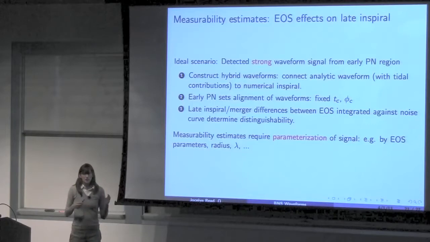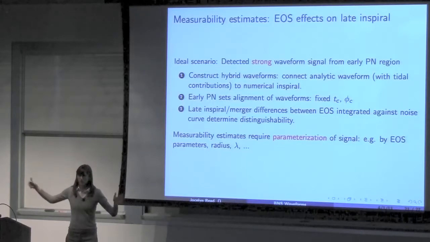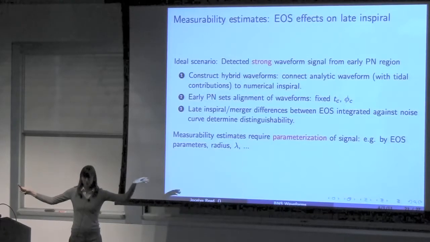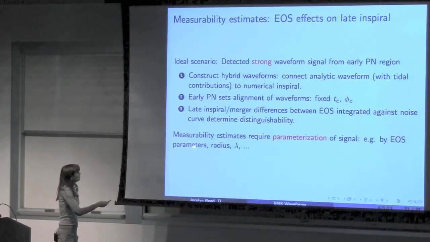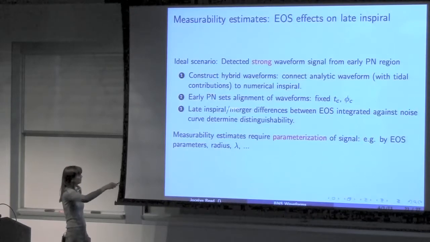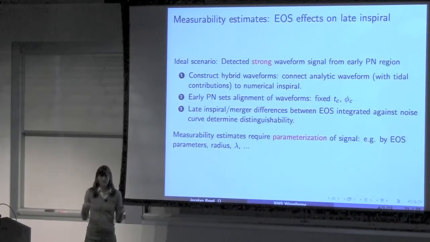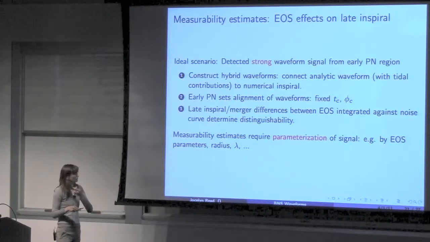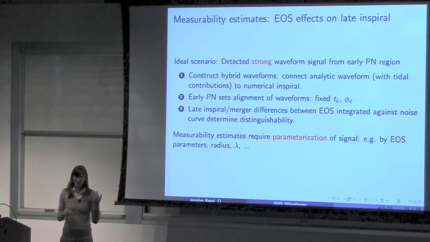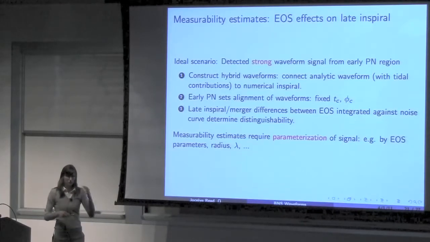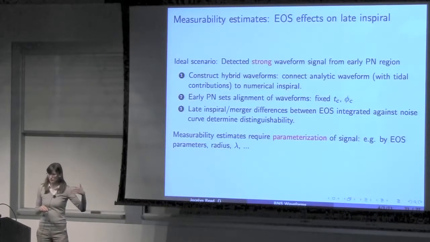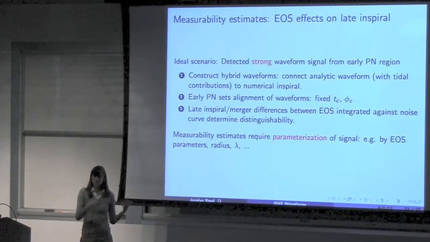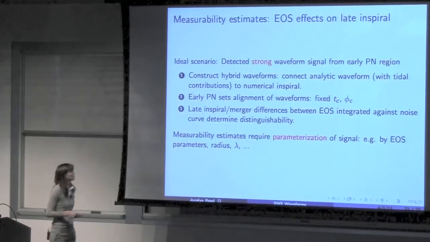The early PN is going to dominate the alignment of the waveforms because there are cycles and cycles and cycles and cycles of early PN that you cannot knock out just because the end goes a little crazy. But then this late inspiral and merger, the differences integrated against some candidate over the noise curve should determine whether two candidates are distinguishable. Whether you integrate one against the other, do you get something that's notably different from integrated against itself? And then presumably if you get the right one, you would get a better match with whatever you're observing.